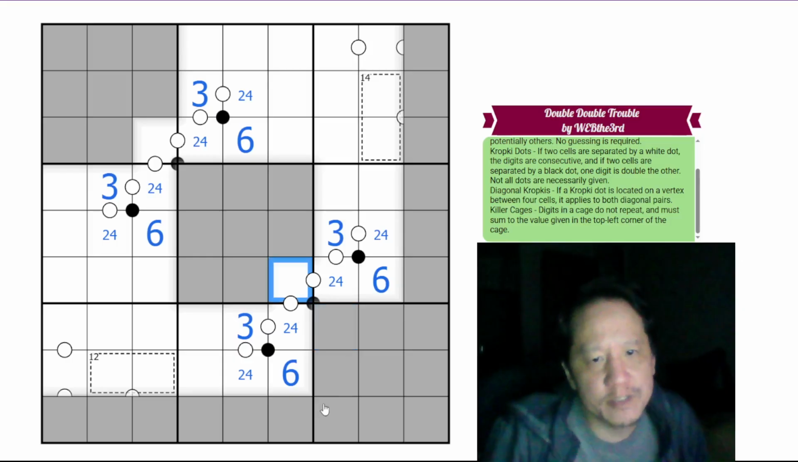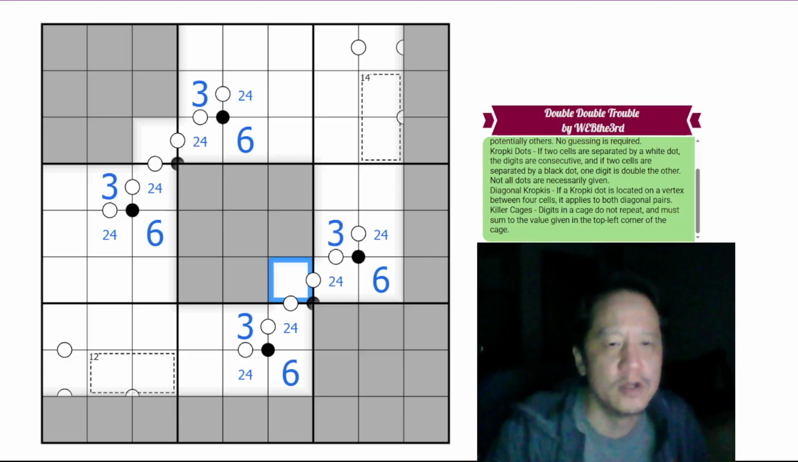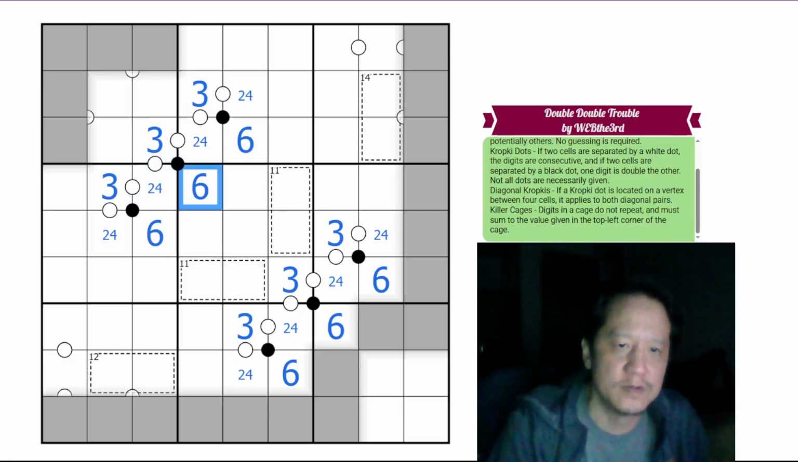If we try to make this a 1, the problem is this would be consecutive with 2 and 2, but it would also have to be in a 1 to 2 ratio with 2 here. And that would be problematic because we have 2 2s in the row and the column. So this cannot be 2. Therefore, this must be 3 and 6. And this must be 3 and 6 also.